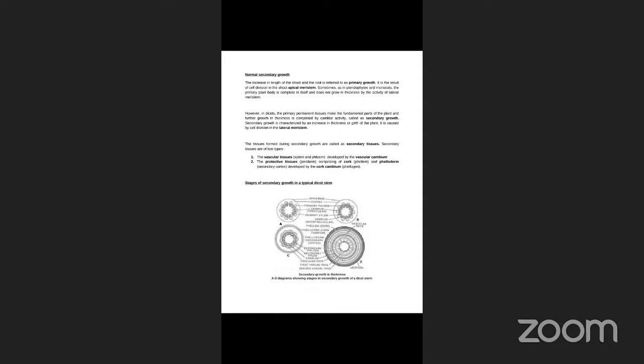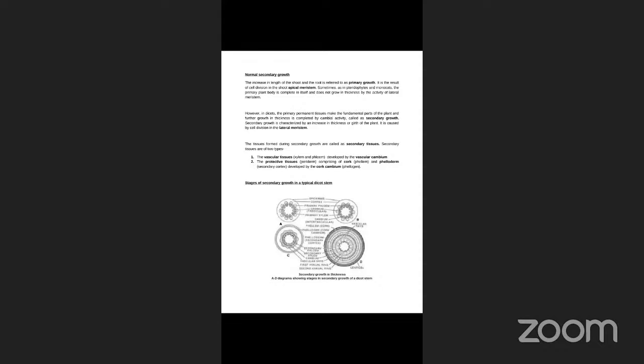That was the last topic: internal structures of stems and roots, primary and secondary structures of roots and stems, and secondary growth and anomalous growth are over. The next topic is plant taxonomy.